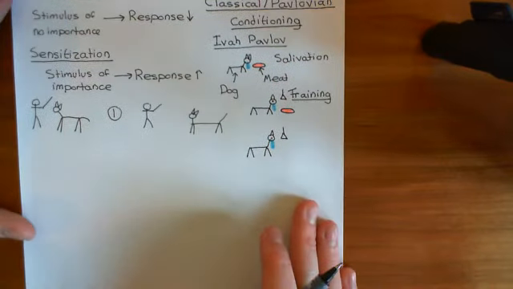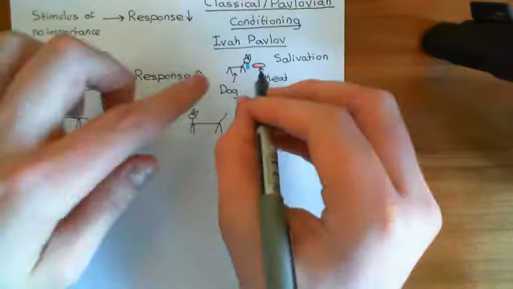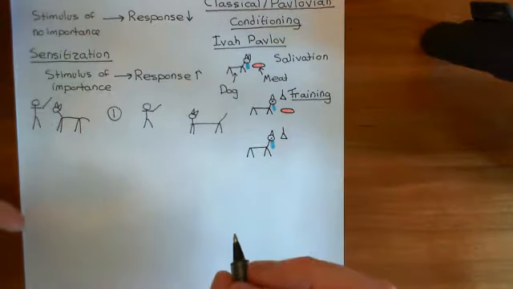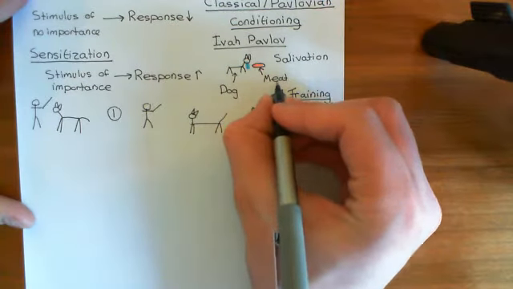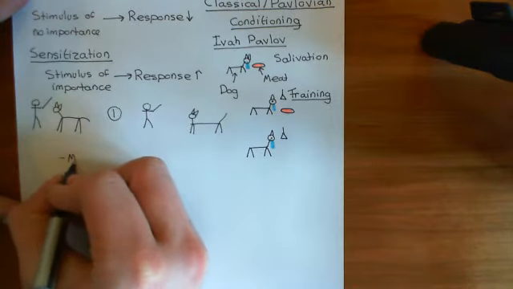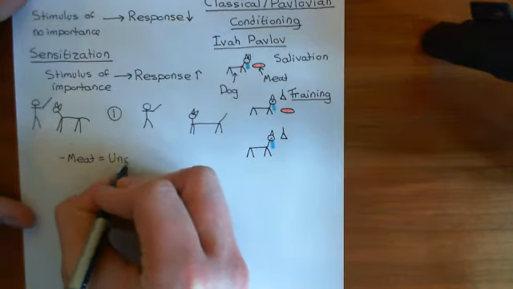Right. So now let's put in some fancy nomenclature. A normal dog will salivate in response to the meat. So the meat, the stimulus of presenting the dog with the meat, is known as the unconditioned stimulus. So meat, in this case, is the unconditioned stimulus.